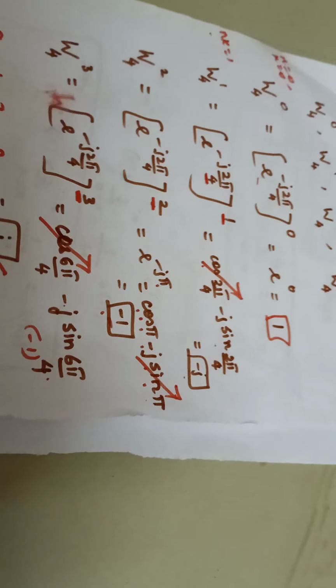There are two properties of twiddle factors. One is the symmetry property and another one is the periodicity property. Let's see the symmetry property. Already I have shown you the proof here. For n equal to 4, we got it is the symmetry property. Let's see once again how we are getting that answer.